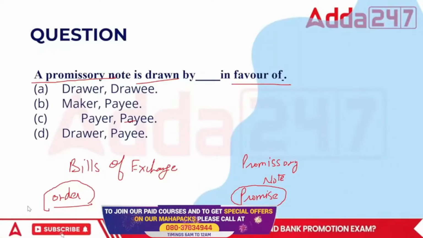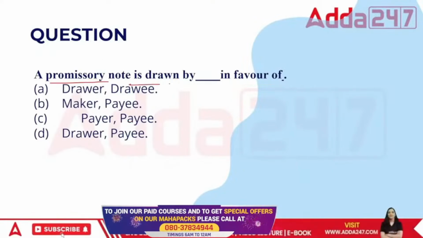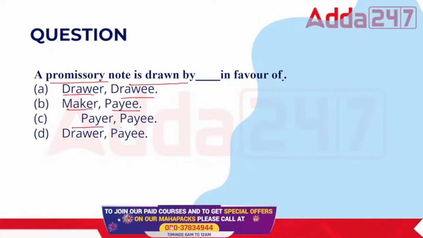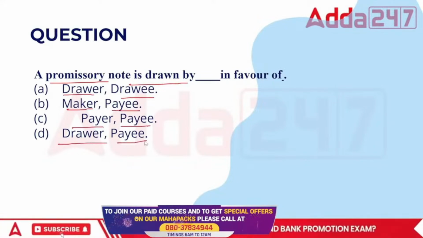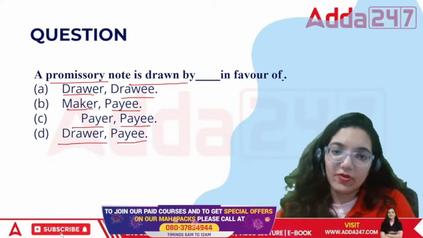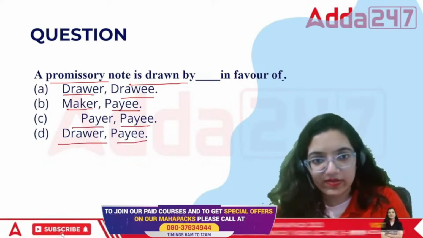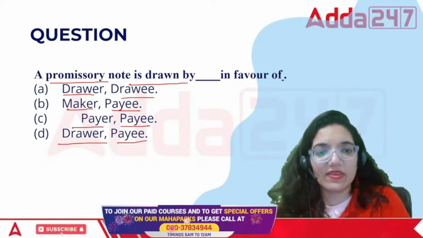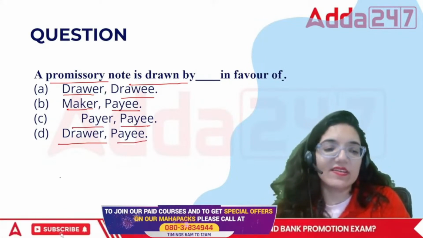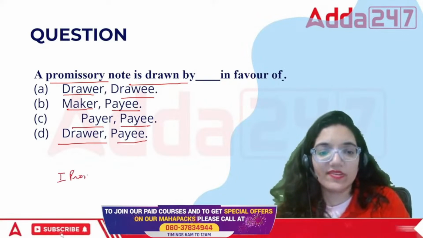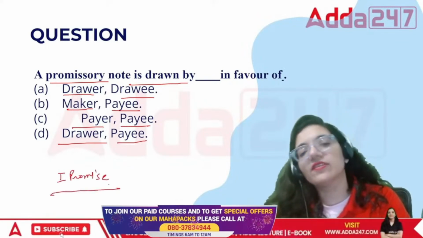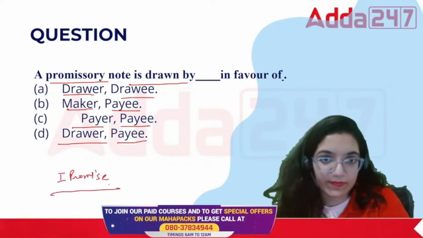When we talk about a promissory note, it is drawn in favor of drawer and drawee, maker and payee, or drawer and payee. A promissory note is basically a promise by one person to another person. For what reason are we making a promise? The promise is: I promise to pay you a certain amount of money after a certain amount of time.